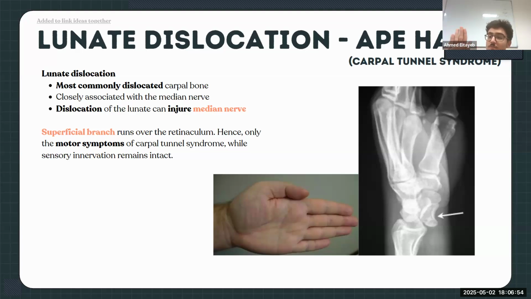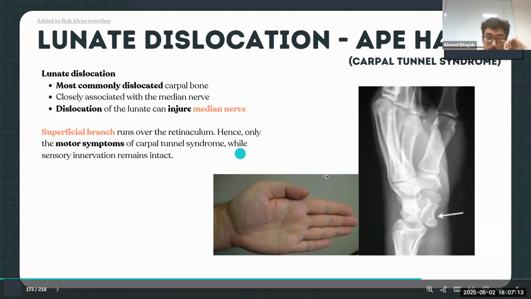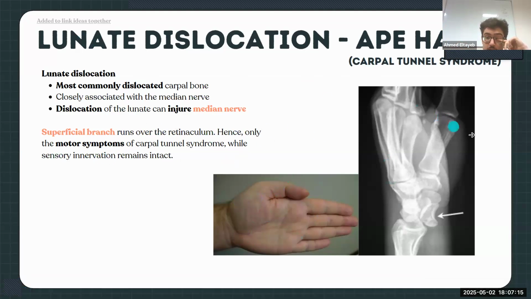So your hand is reduced back to an ape. What makes us different than apes is our opposable thumbs. So losing this opposition due to a distal nerve injury, which is caused by lunate dislocation, would yield this result, and you see this deformity. And again, no sensory losses.